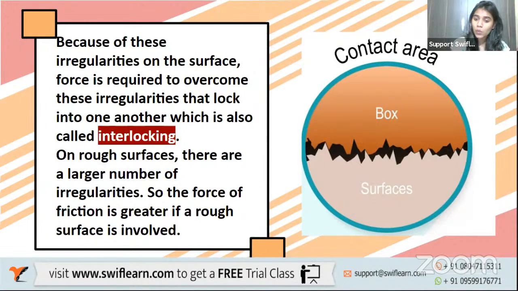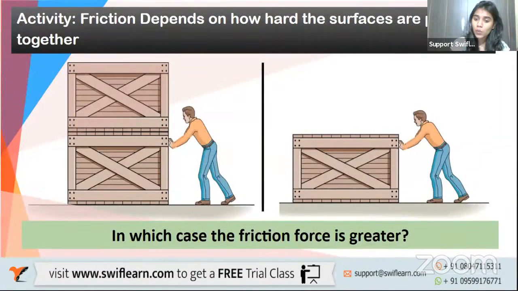On a rough surface there are a large number of irregularities, so the force of friction is greater. In a smooth surface, the irregularities are less, so the force of friction is less. I'll repeat it once again. In a rough surface, irregularity is more, interlocking is more, and frictional force is more. So more force is required if you have to overcome the frictional force.